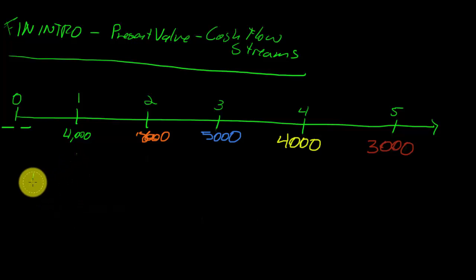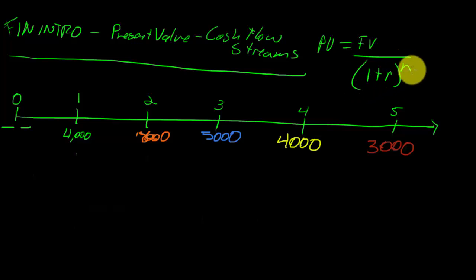So let's begin with the 4,000. In order to bring it back, what I need to do is discount this 4,000. Remember, our present value equation looks like whatever the future value is divided by 1 plus r to the n. So I'm going to do the same thing here. I'm going to divide by, and let's come up with a percentage rate. Whatever i is going to be equal to, let's say, 12%.